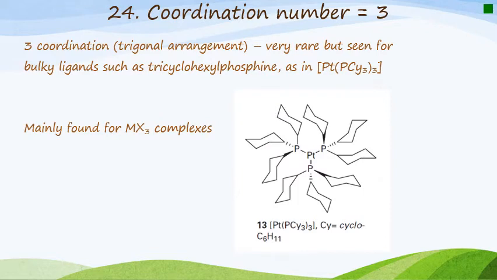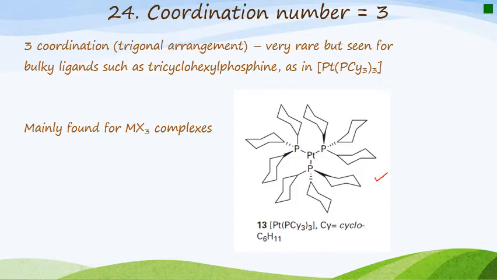Coordination number 3 gives you a trigonal arrangement. These are not very common, but they are seen for very bulky ligands. For example, triphenylphosphine is one of them, and the other one is tricyclohexylphosphine, an example of which is shown on the slide over here.